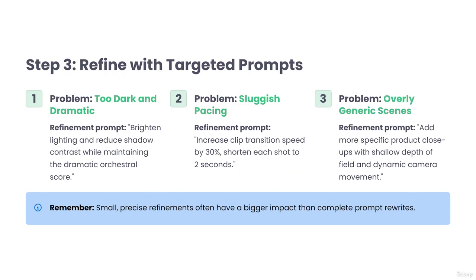Step 3. Refine with targeted prompts. Once you've diagnosed the issue, revise your prompt using direct, actionable tweaks. For example, original result: video is dramatic but too dark. Refinement prompt: brighten lighting and reduce shadow contrast while keeping the dramatic orchestral score. Original result: pacing is too slow. Refinement prompt: increase clip transition speed by 30%. Shorten each shot to 2 seconds. Small refinements can have a big impact.